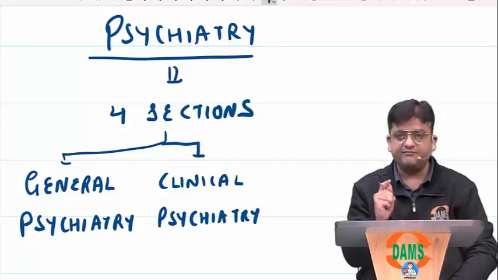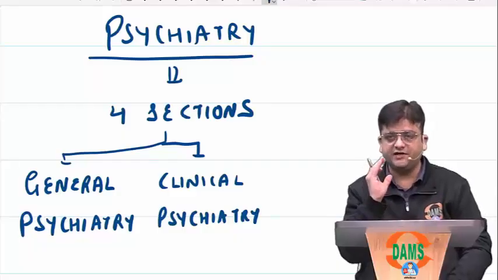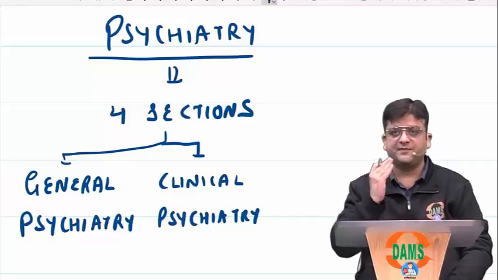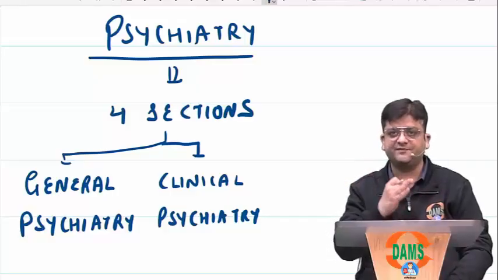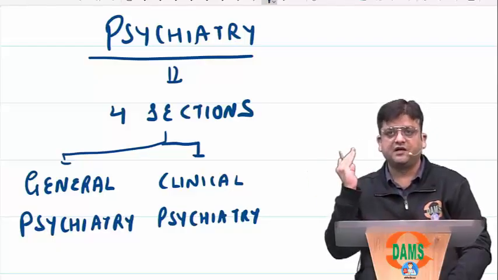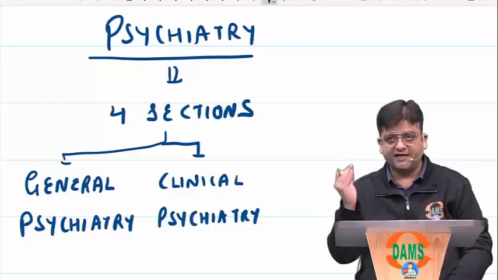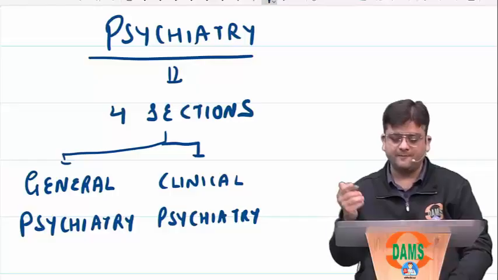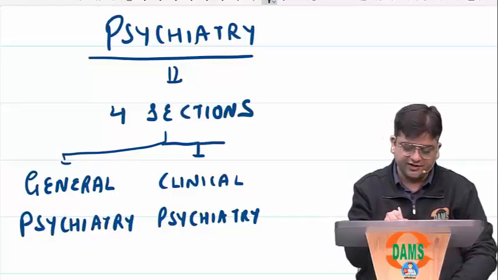Clinical psychiatry means all the diseases and the disorders, starting from psychotic disorders, schizophrenia, delusional disorders, to mood disorders, mania, depression. We shall discuss one by one. Anxiety disorders, then organic disorders, substance use disorder, child psychiatry, and so on. This is the biggest unit.